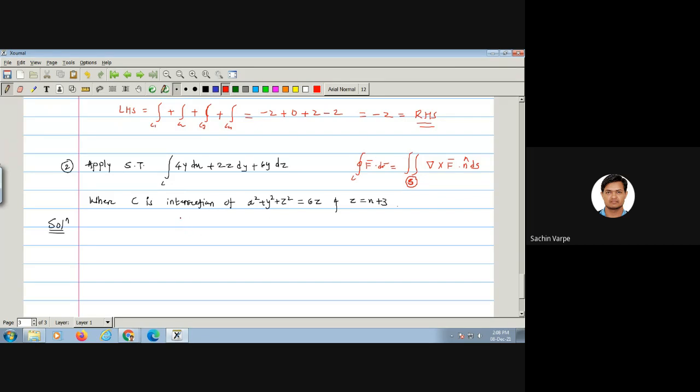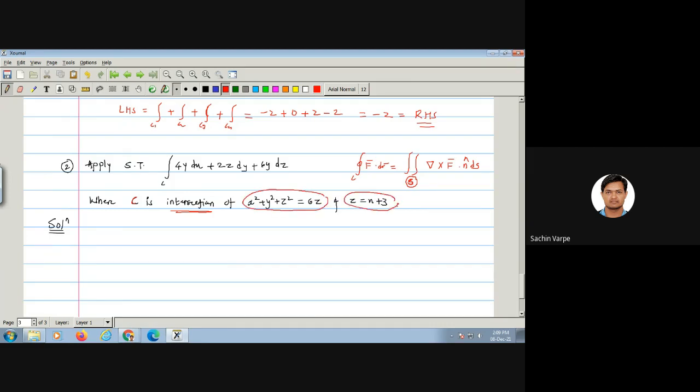Surface is not given, but the boundary of the surface is given, because the curve C has bounded a surface, and over that surface we have to find the surface integral. But what is the curve C? That you need to understand first. So the curve C is the curve of intersection of these two surfaces, right? This surface and this surface.